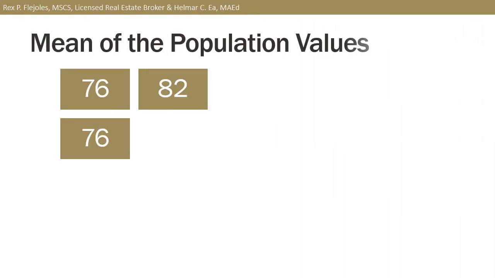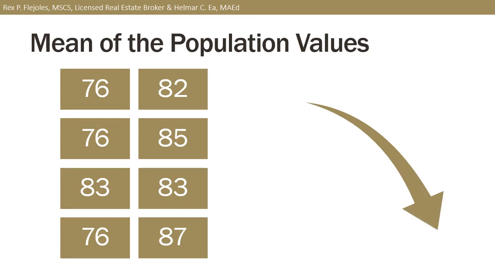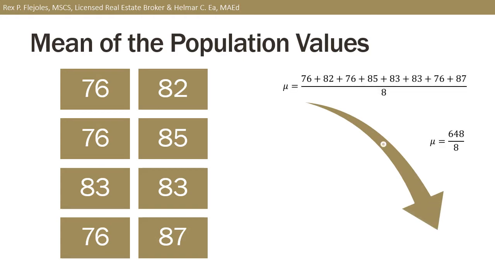This is an example on computing for a population mean. There are 8 values, it means the population size is 8, and these values are 76, 82, 76, 85, 83, 83, 76, and 87. Their sum is 648. 648 divided by 8 is 81. The population mean is 81.